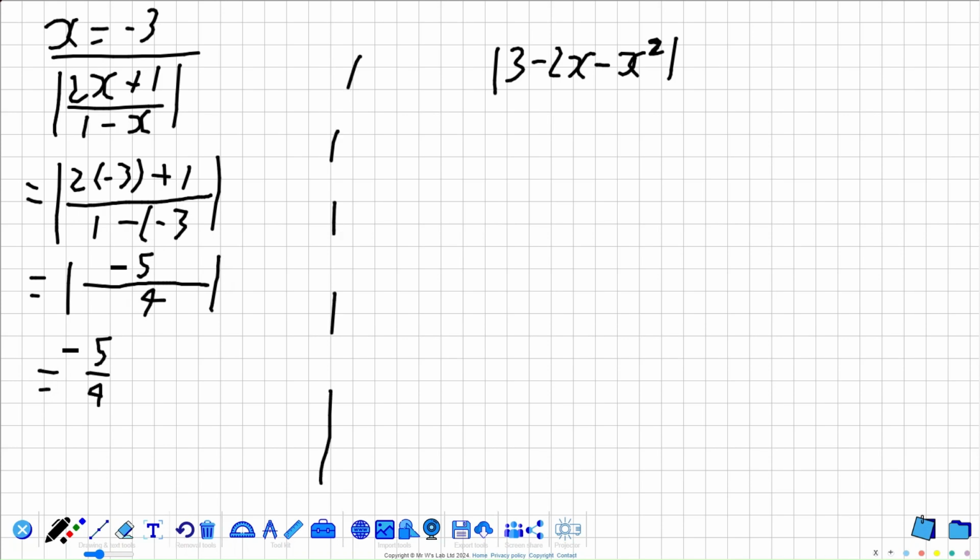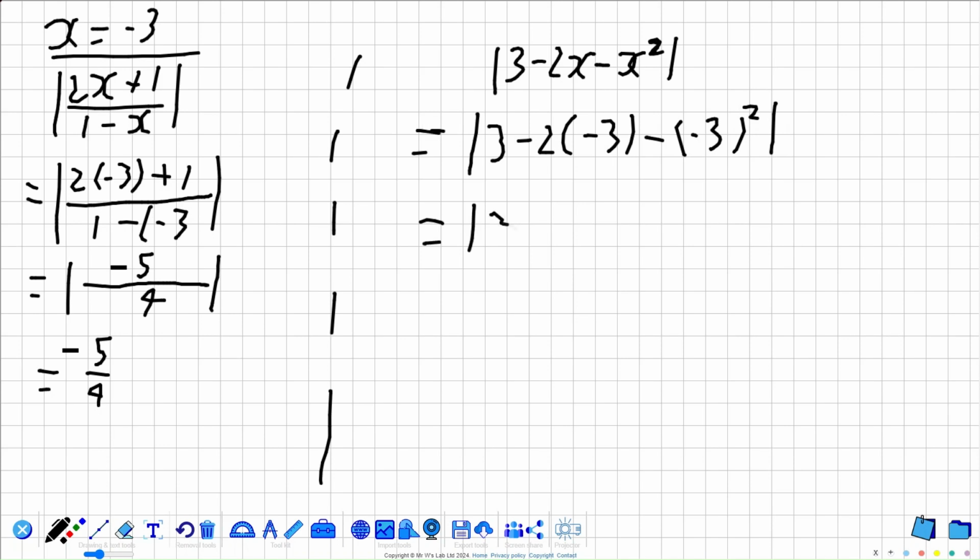And then this one, we can say that equals 3 minus 2 times -3 minus -3 squared. So it's all decent, reasonably easy stuff. This will give us 3 plus 6, then minus, so -3 squared is 9, so minus 9, and then that ends up giving us modulus 0. And if we were to evaluate this, 0 squared is 0, and the square root of 0 just equals 0.